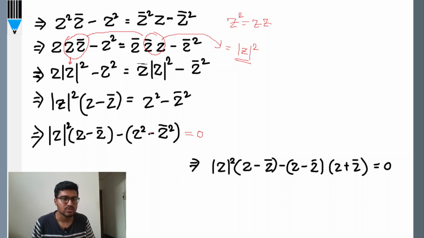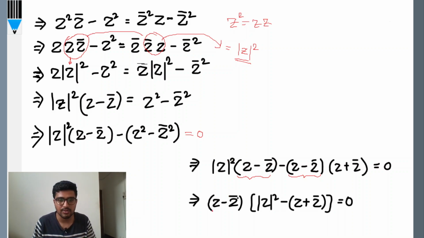This equation is done. Again, it was of the form a square minus b square, as we said, so a square minus b square we can write as a minus b into a plus b. Again, see, z minus z bar is common, so we can take this common. Taking z minus z bar common, what remains inside is mod of z square minus z bar. Now we have two parts of the equation.